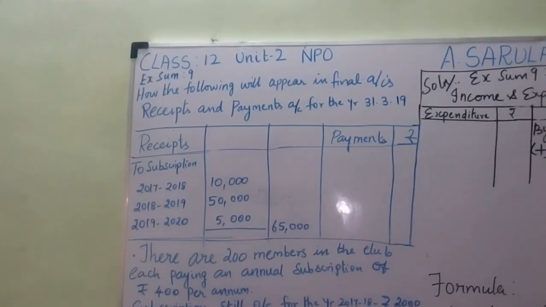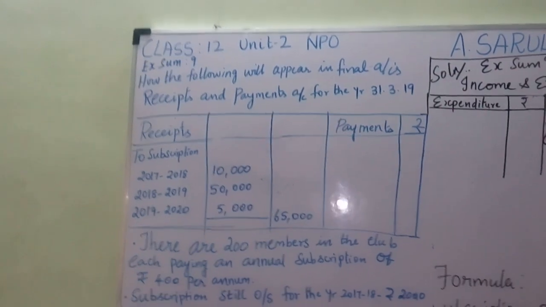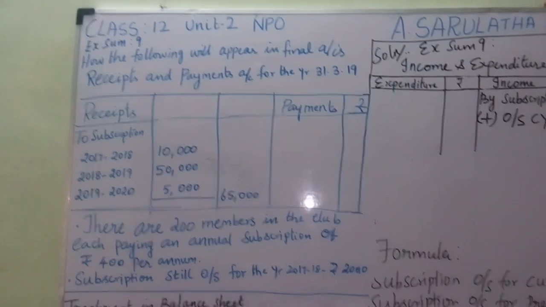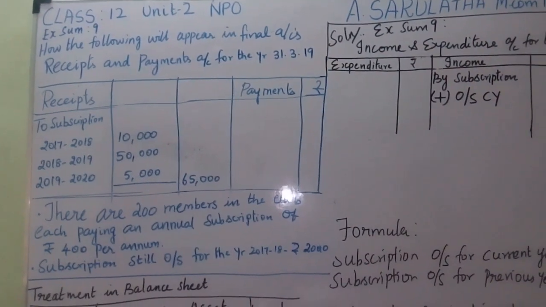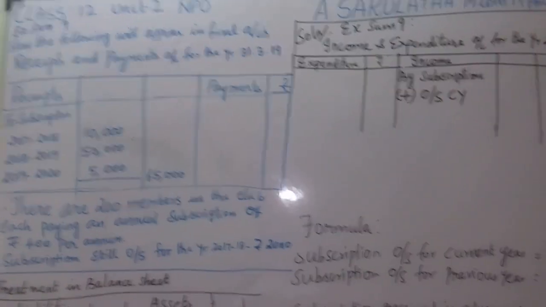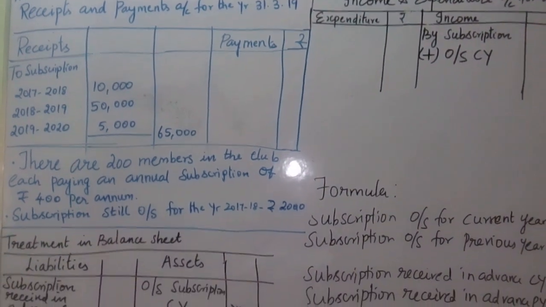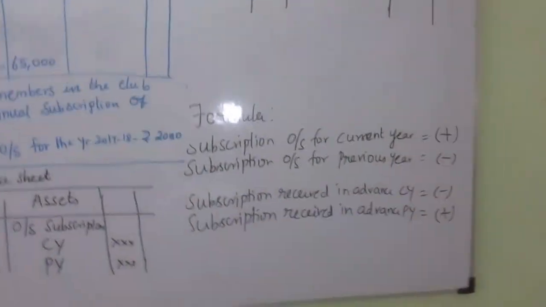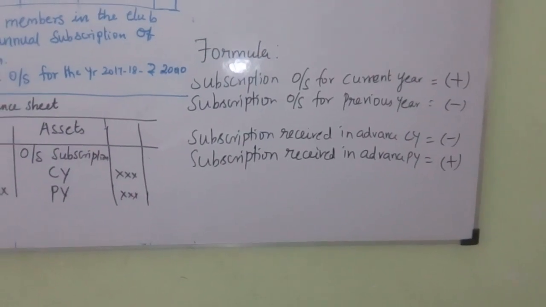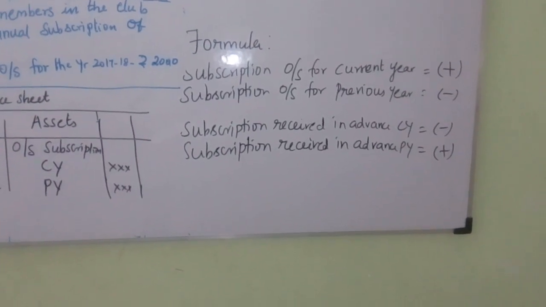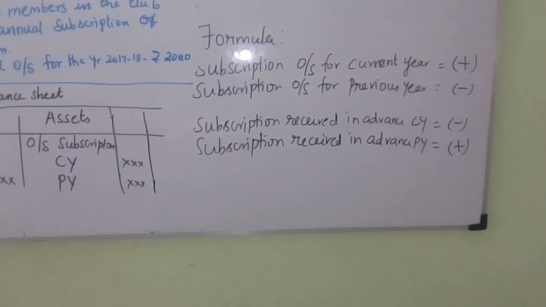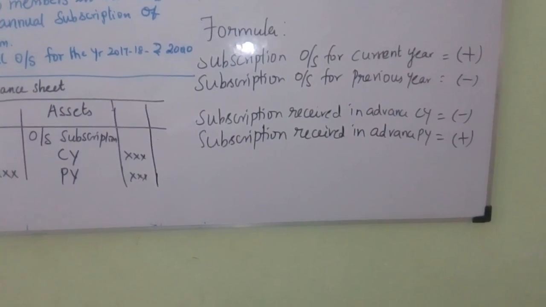Today we are going to see Class 12 Unit 2 Not-for-Profit Organization exercise number 7. Already I have done exercise number 8, where we saw about the subscription. Just a recap of how to deal with the subscription in the income and expenditure. Subscription is the revenue income for the institution and it has to be treated this way.